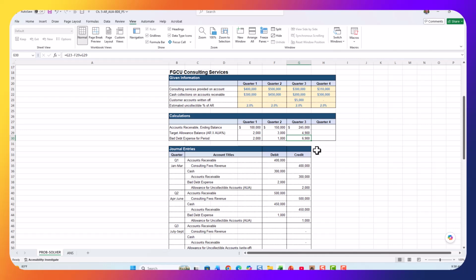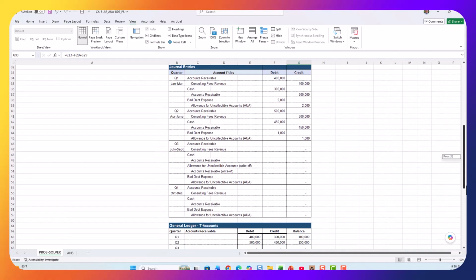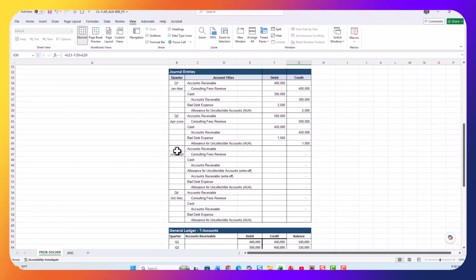$2,000 plus $4,900 equals a bad debt expense for the period of $6,900. For Q3, July through September, we have 4 journal entries that need to be made.